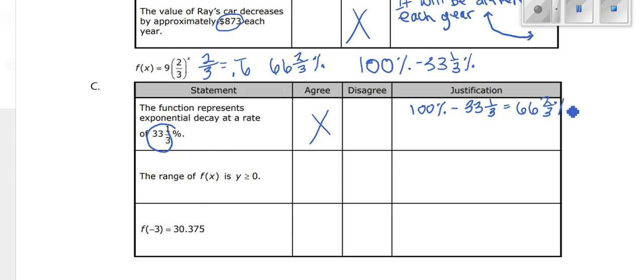Okay, the range of the function is all numbers greater than or equal to 0. I agree. Okay, and f of negative 3 equals 30.375. So if I want to look at the value of negative 3, I'll take 9 times 2/3 to the negative third power.